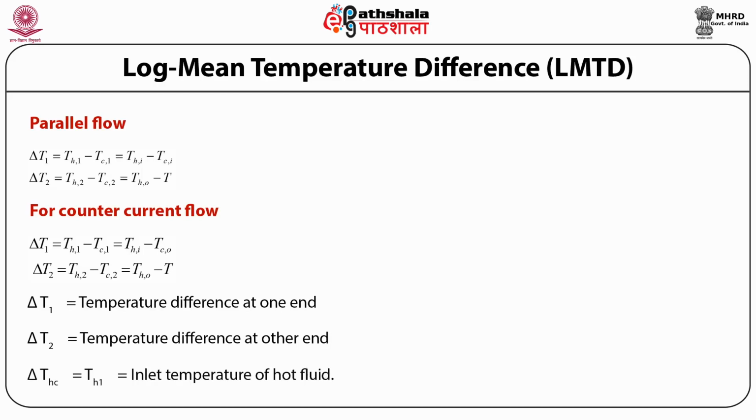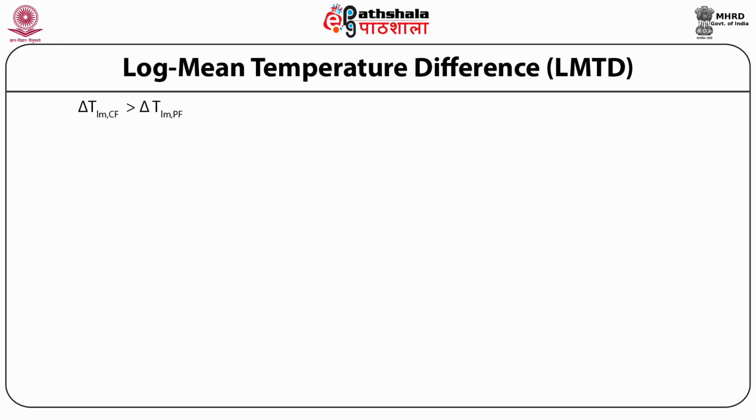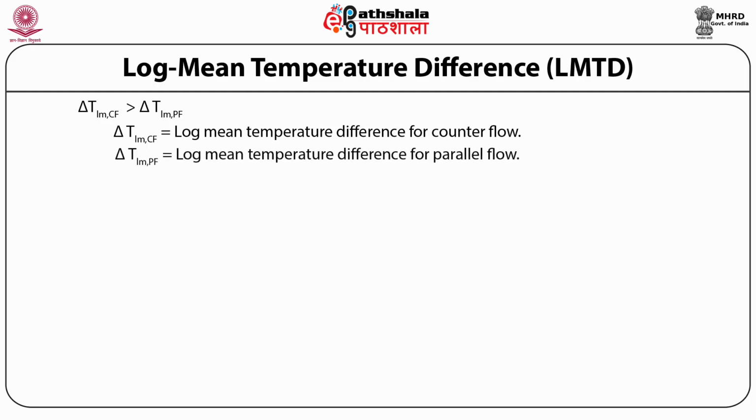Th1 is the inlet temperature of the hot fluid. Tc1 is the inlet temperature of the cold fluid. Th2 is the outlet temperature of the hot fluid. Tc2 is the outlet temperature of the cold fluid. So overall, what we found is that the log mean temperature difference for counter flow is greater than the log mean temperature difference for parallel flow.